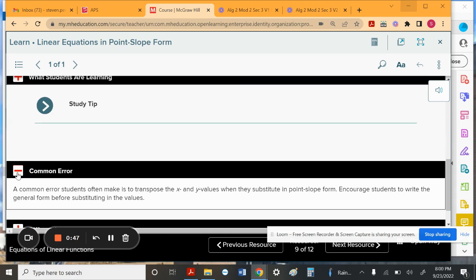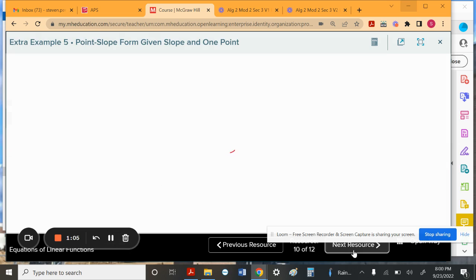And then the biggest common error is probably making sure that we understand that those negatives there mean that we have to change the sign, so they would become positives, and if they were positives, they would become negatives. And I think the example will give you an idea of how that works.